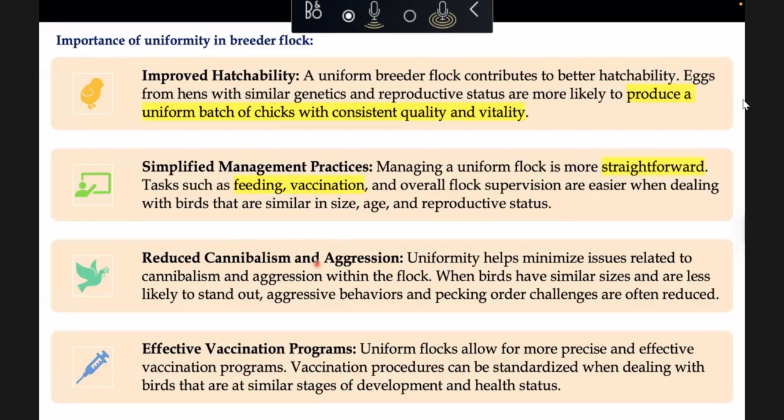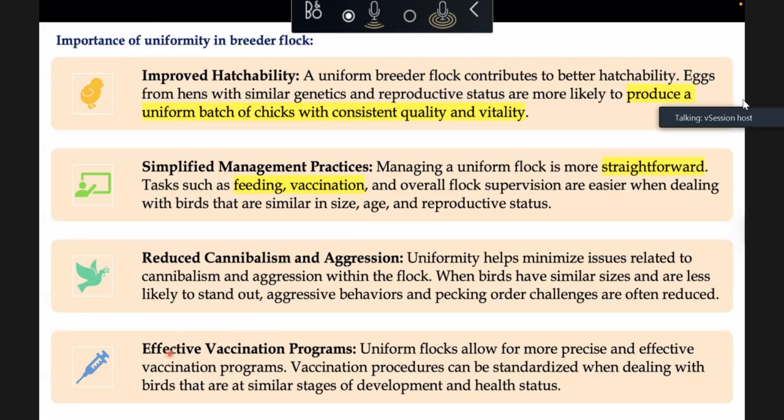So these can be removed when the birds are of similar size, so they cannot have superiority over others mostly, but there will still be some cases, because as we know, birds or any other animals of similar size may still have different behavior, may still show more aggression, but it will be reduced to a greater extent. That is why uniformity is important.